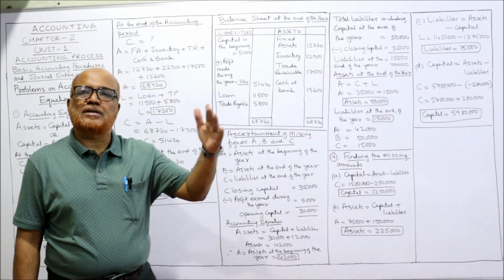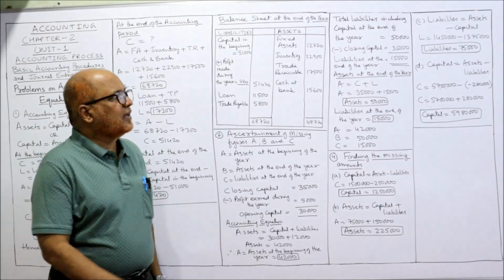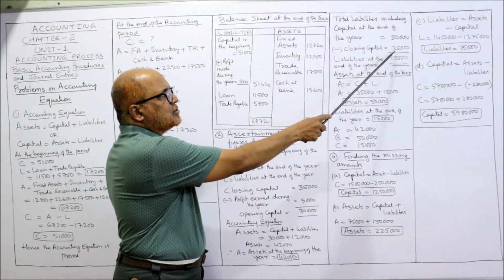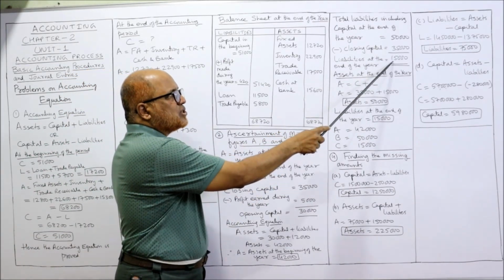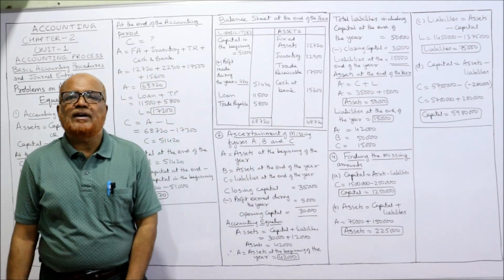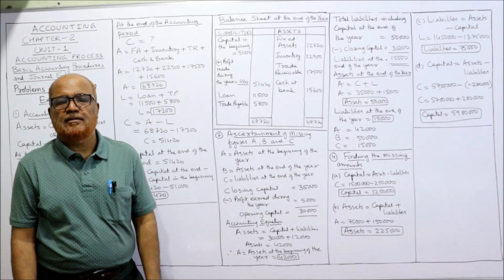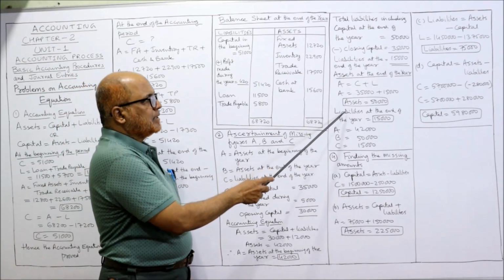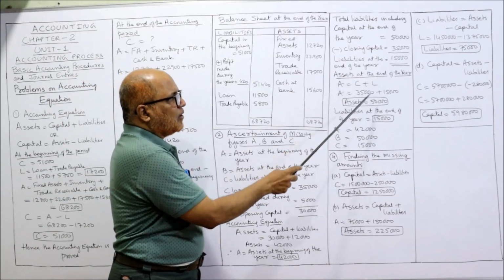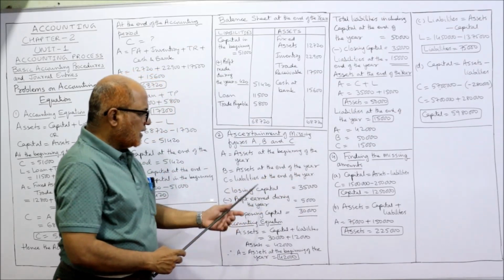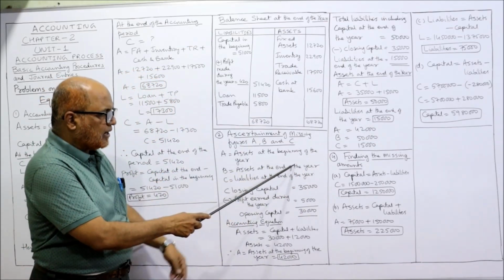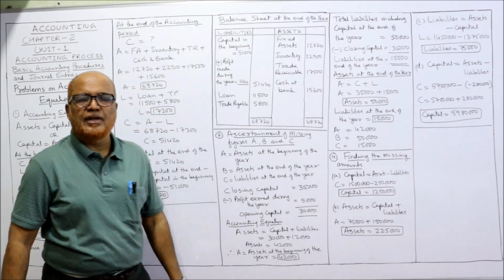Assets is equal to capital plus liability. At the end of the year, how much is the capital? 35,000 is the capital. Liability is how much? 15,000. So 35,000 plus 15,000, that is 50,000, is the assets at the end of the year. So here it is asking B point, assets at the end of the year, we got 50,000.